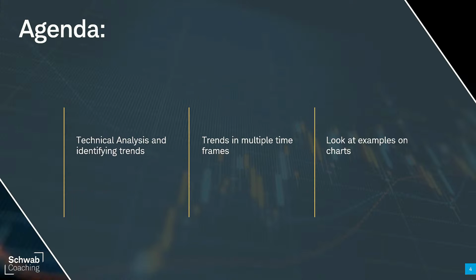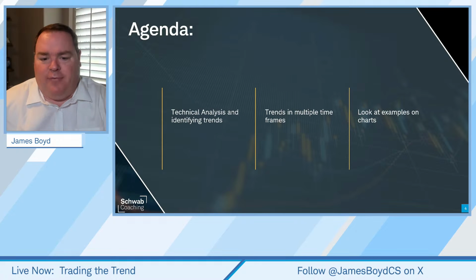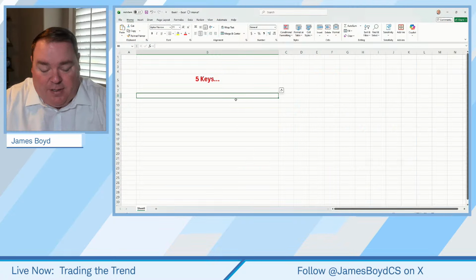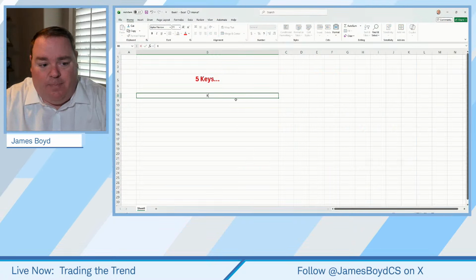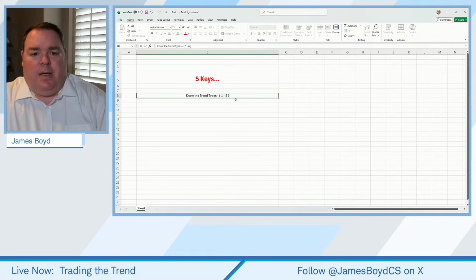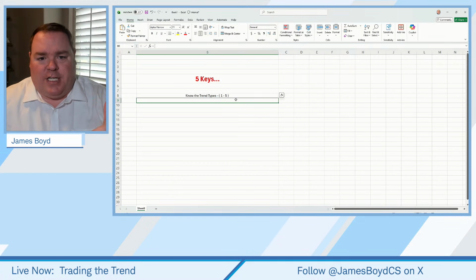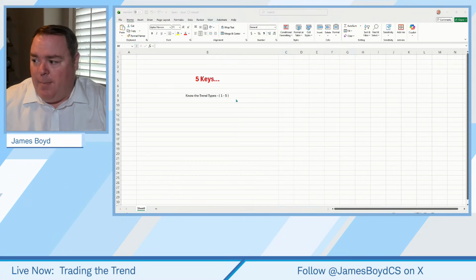Now, let's hop right in and talk about some of the main trends that we're really seeing. So first off, when we talk about some of the 5 keys, we've got to know the trend types, okay? And when we talk about knowing the trend types, we're really talking about trend 1 through 5. Now, if we know what the trend types are, we kind of know what to expect. Let me show what I mean by this.